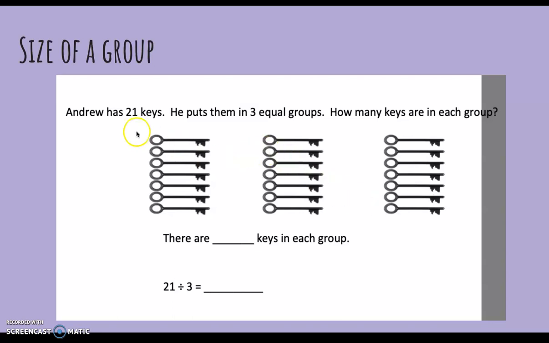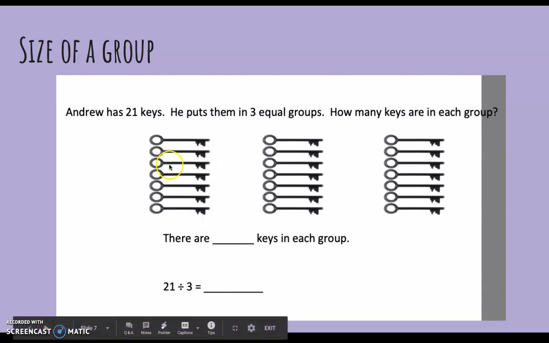So we know that there are 21 keys. That means when we add all these keys, we have 21. And then he put them in 3 different groups, but then he gave the equal amount of keys. So let's figure out how many keys are in 1 group.